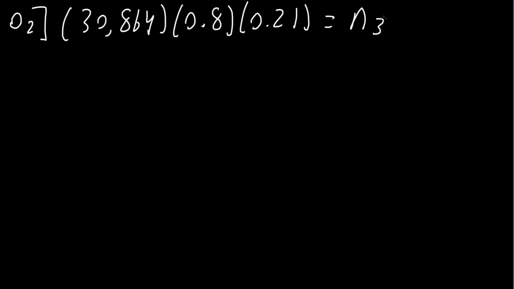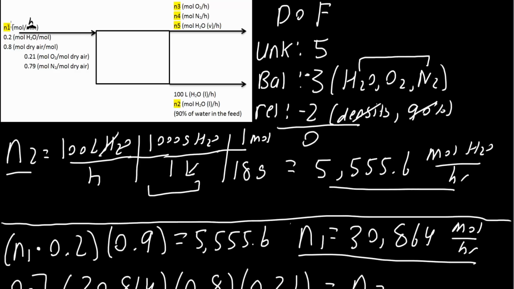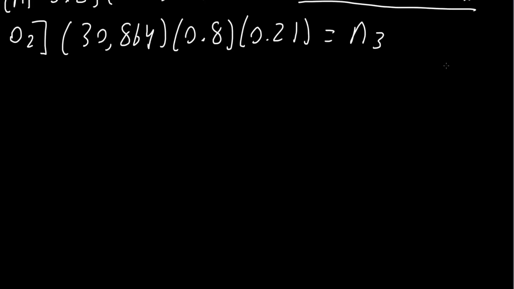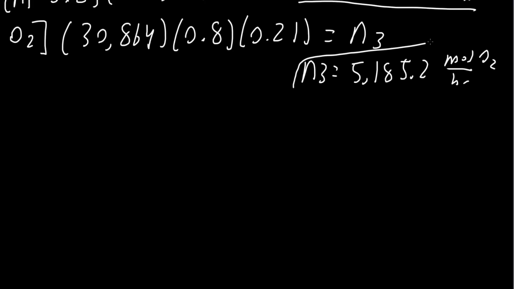I'm going to scroll up just for a recap. We had 30,000 something times 0.8 moles of dry air, while this part was 0.21. That's why we multiplied this times this times this. That's going to give us N3, and if you want, you can calculate it. You would get N3 equal to 5,185.2 moles per hour of oxygen.